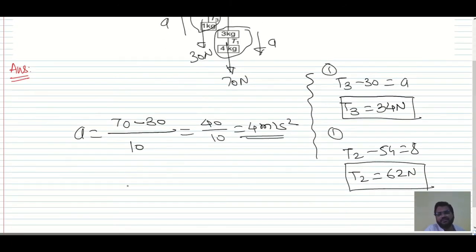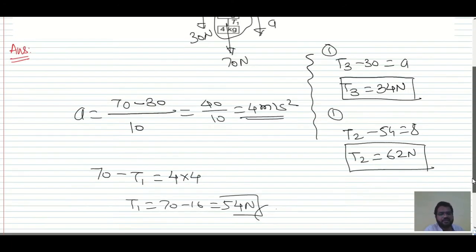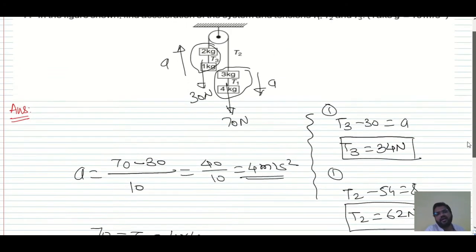How to calculate T1? It is 70 minus T1 is equal to 4 into A, that is 4 into 4. So T1 we have is 70 minus 16, and that is equal to 54 Newton. So these are the answers, right? These are the simple answers which we have.